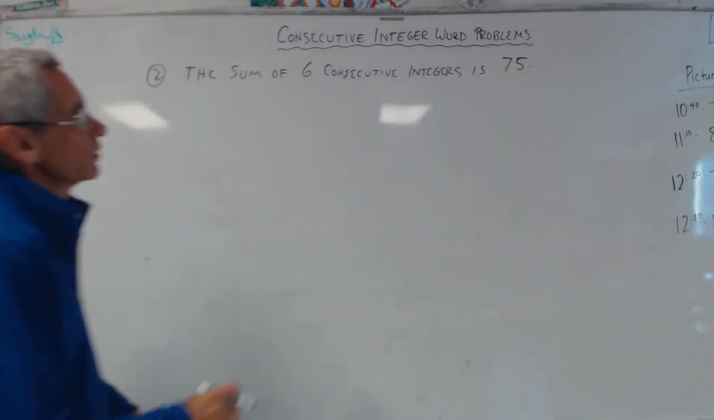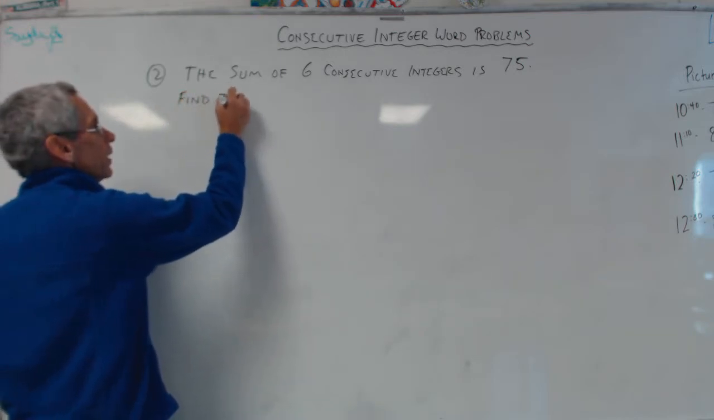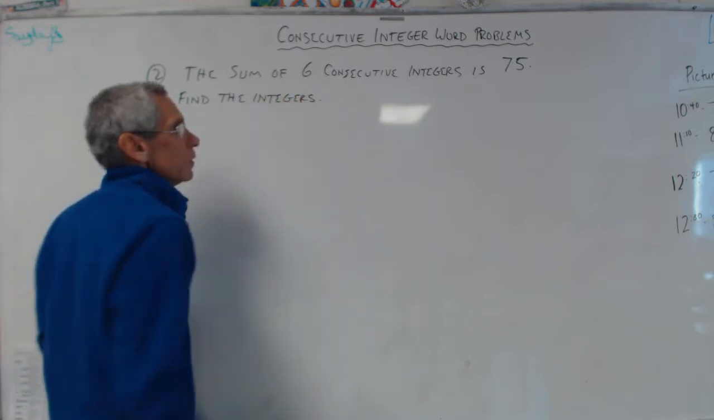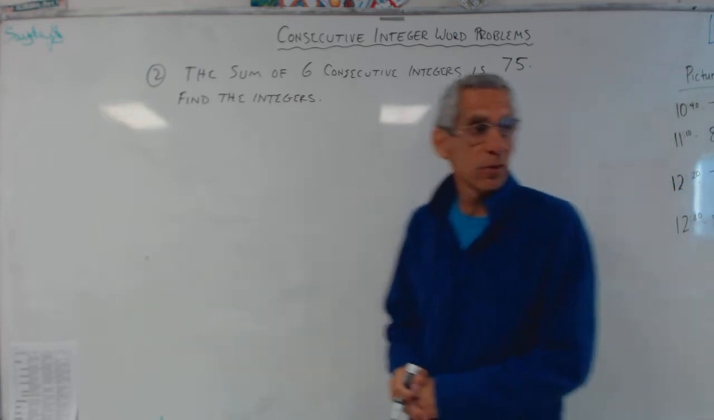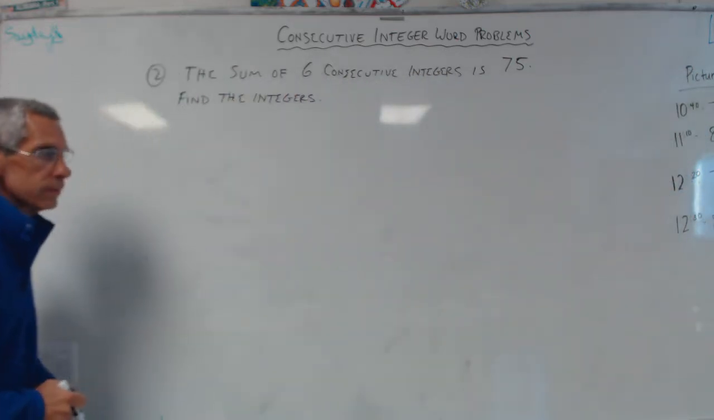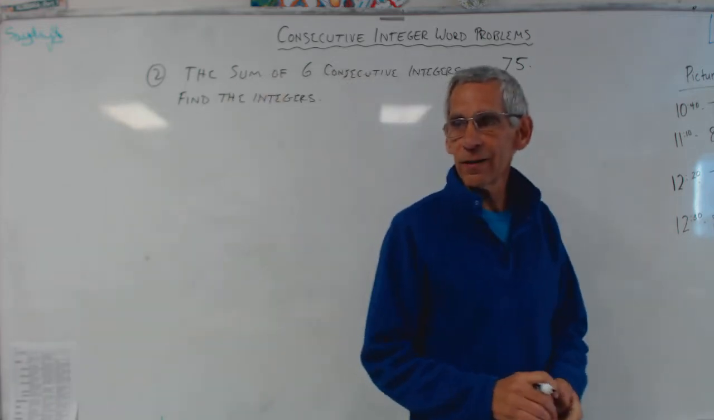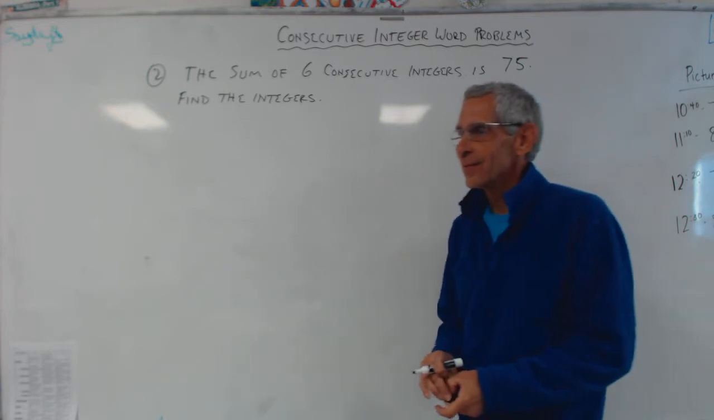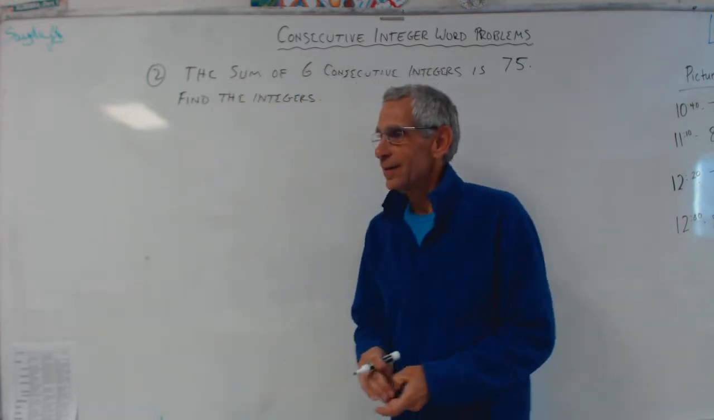The sum of 6 consecutive integers is 75. Find the integers. All right. So if I didn't use the camera, I'd have somebody come up and do it, but I can't. So I'm going to call on people, even if their hands are not raised. You raise your hand too late. Say it again.